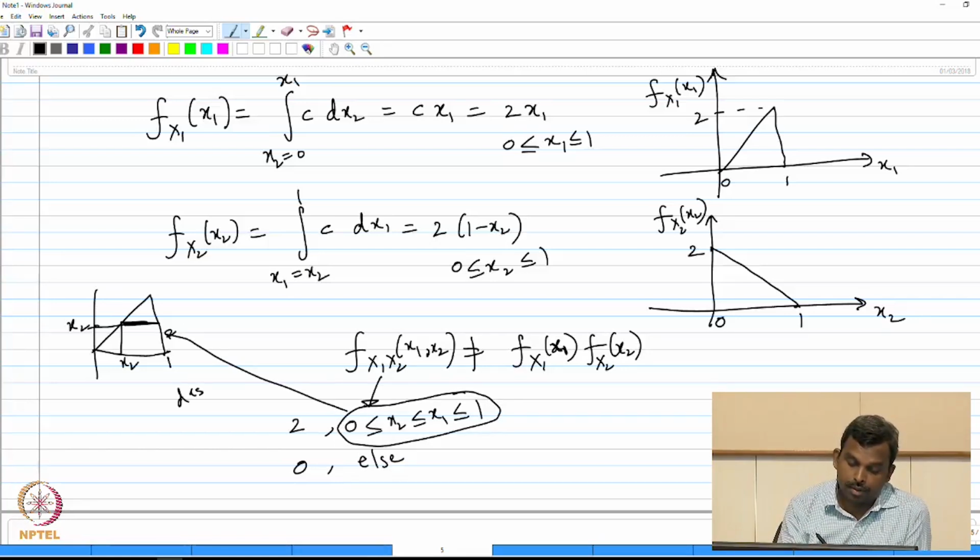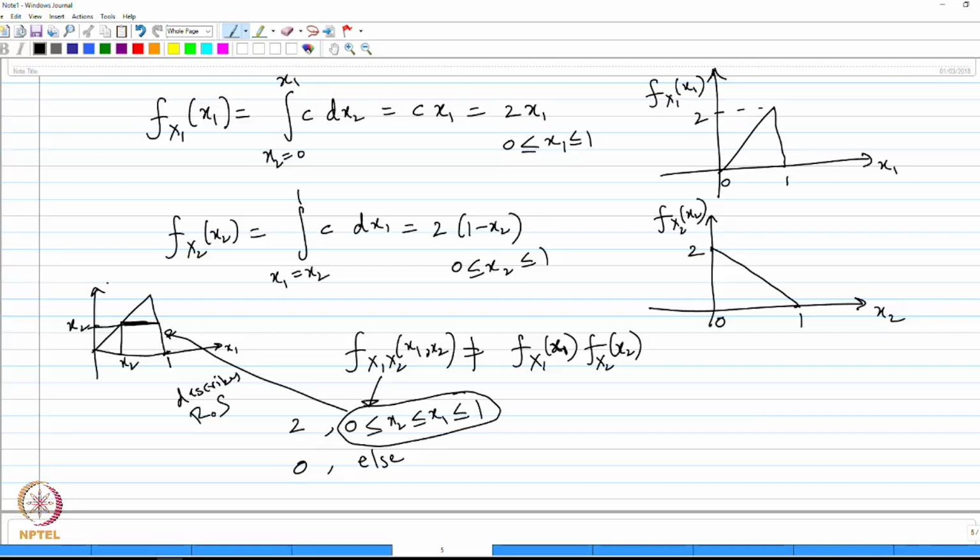It describes this region of support. This triangular region of support is described by 0 less than or equal to x2 less than or equal to x1 less than or equal to 1. For a particular x1, x2 takes values from 0 to x1. Think about why this is true. Hopefully this is clear to you.